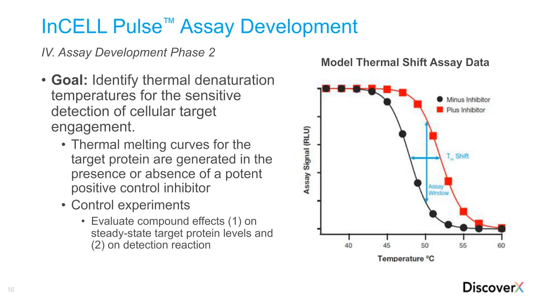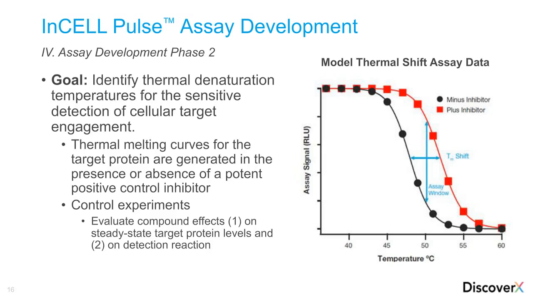All right, so let's move into the second phase of the assay development process. The goal of this is to identify thermal denaturation temperatures. Okay, so you want to show that your ligand is bound to your protein and it makes a shift to the right, indicating that it is bound. So the first step is to perform the melting temperature curves for the protein target generated in the presence or the absence of your inhibitor. And so you can look at this figure on the right. It is the same one that I showed earlier. It was much smaller then. So this is much easier to read.